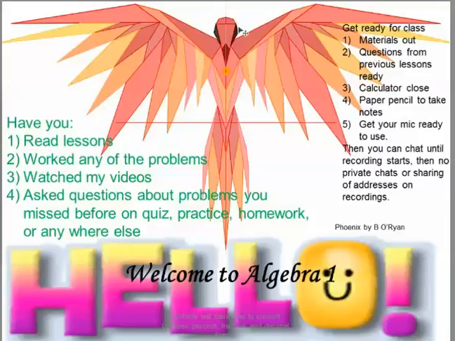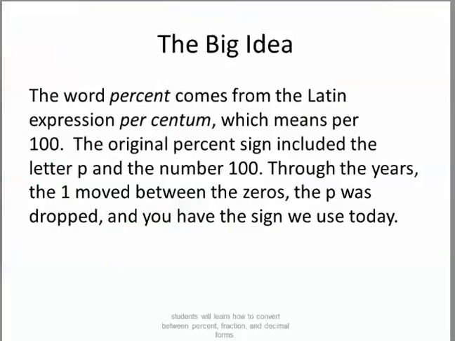We're going to be looking today at ratios from a different perspective. We're going to look at them from the perspective of percents. Percent is a word that comes from the Latin word percentium. A long time ago, they used to write this as 1 over 100.